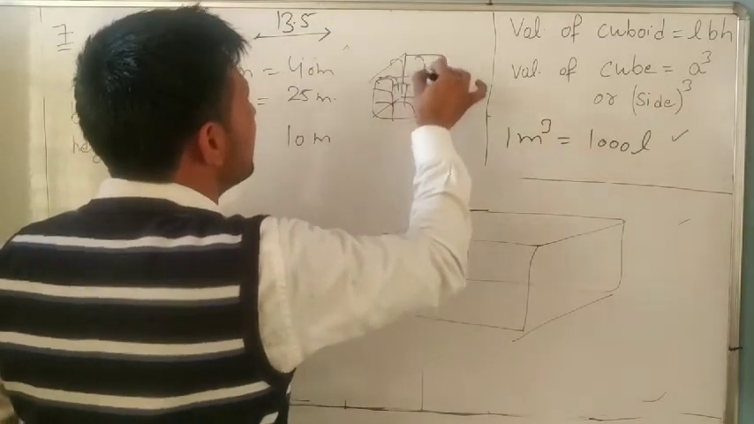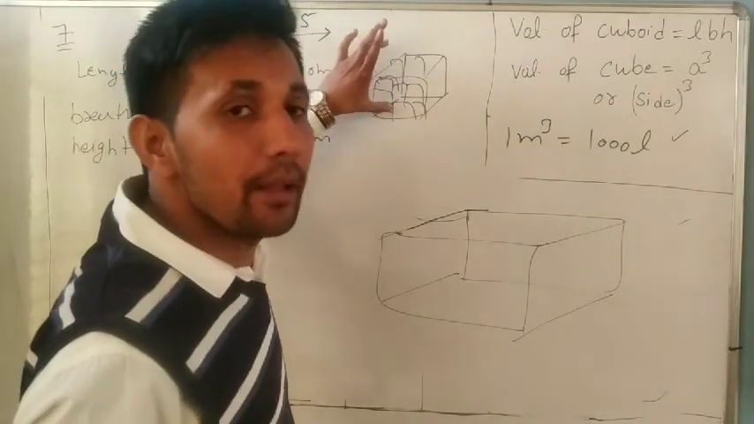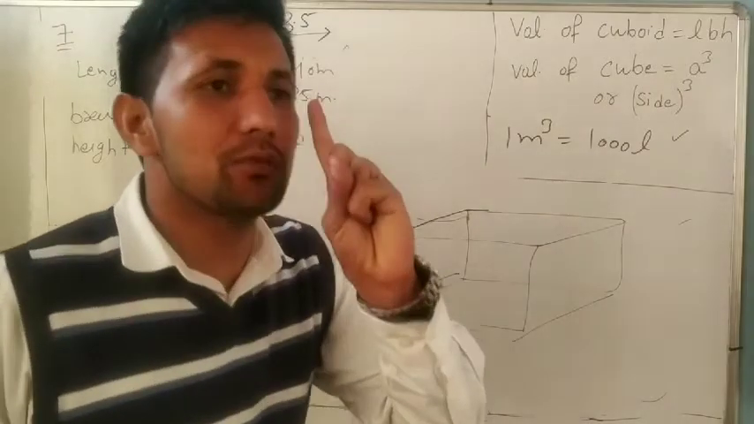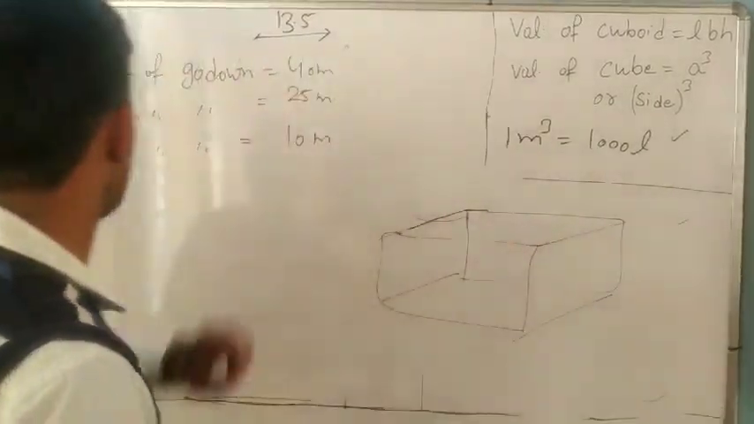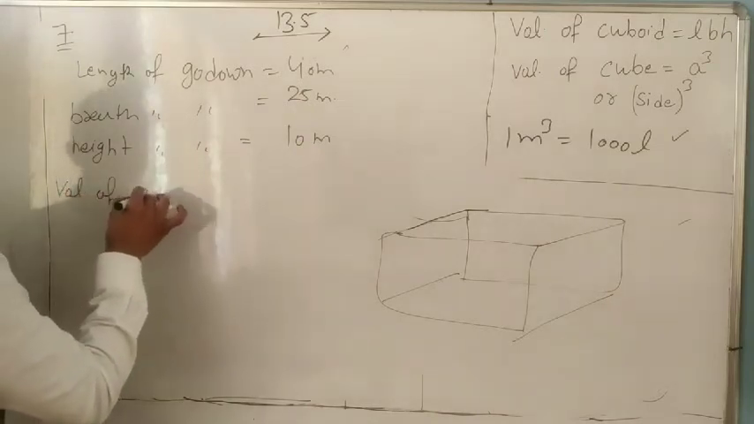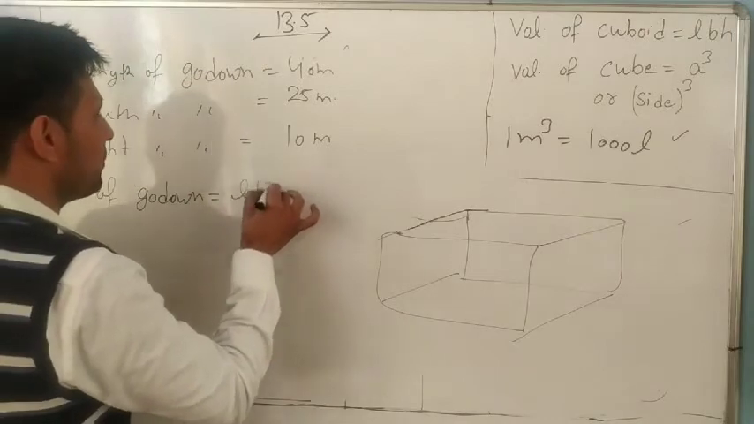So it means how many small cubes fit in a big cube, so we have to find that. How will you find it? First we will find the total volume of the godown. Write: volume of godown is L into B into H.